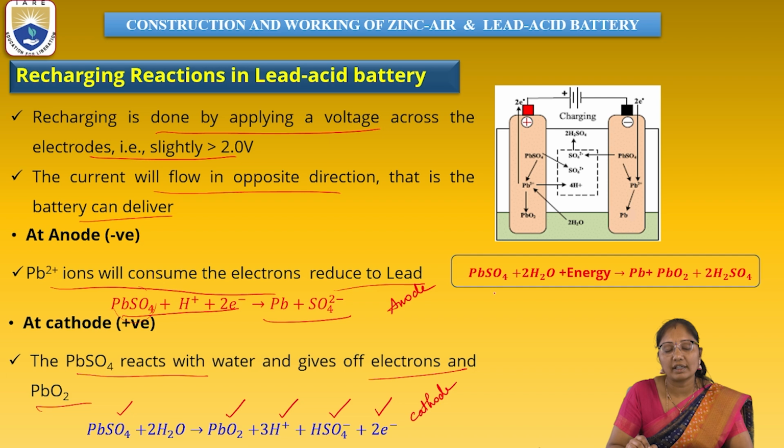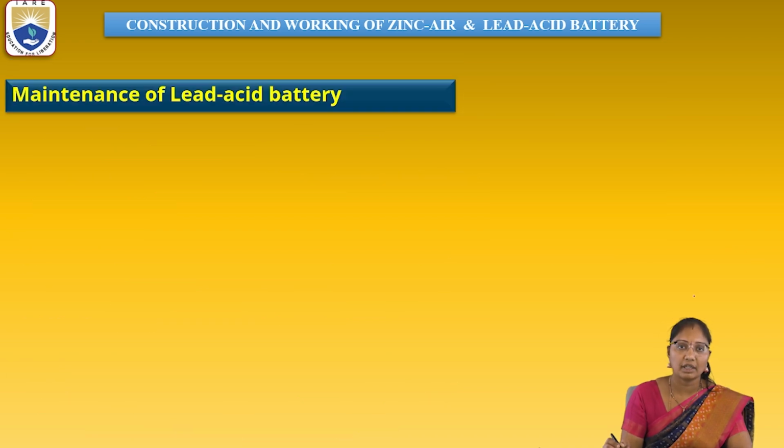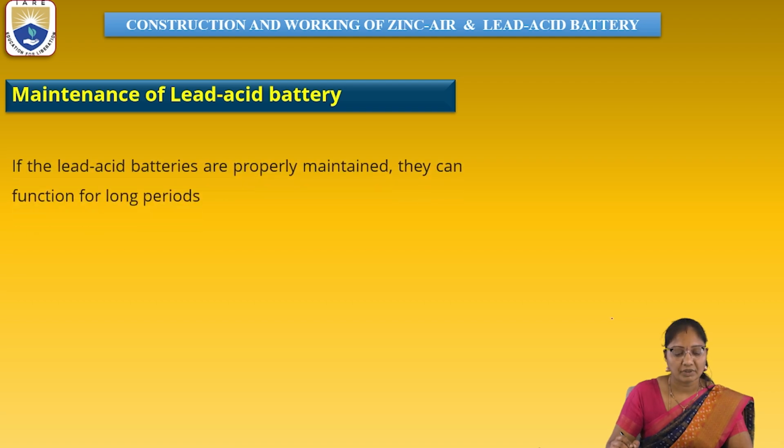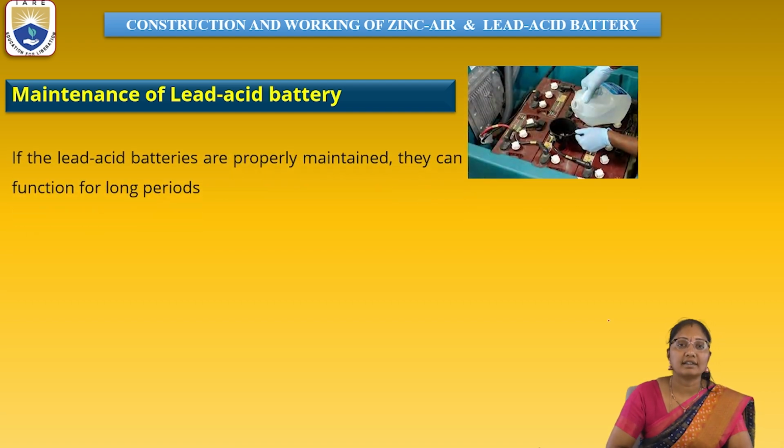Here this is the overall reaction. Lead sulfate plus 2H2O water molecules plus energy gives rise to lead, lead oxide, and 2H+ and HSO4-, which is 2H2SO4, sulfuric acid. So maintenance of lead acid battery.